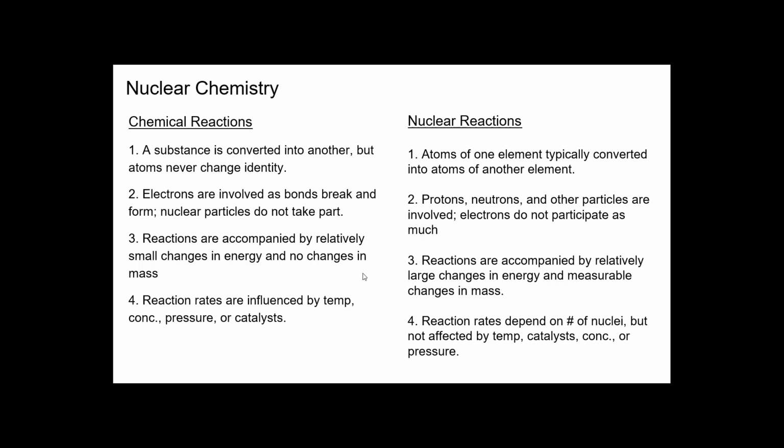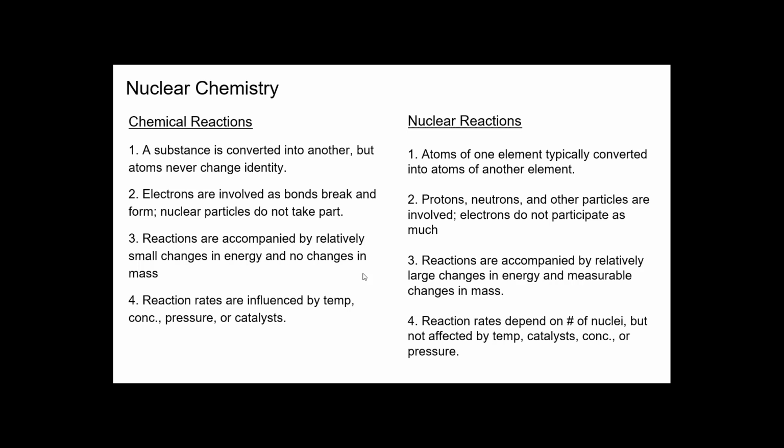Now, nuclear reactions are completely different. Atoms of one element are typically converted into atoms of another element. You're going to start out with one element and end up with a completely different element. That means even the atomic number is going to change. So what you start out with, the starting materials, the product is now an entirely different atom. Protons and neutrons and other particles are involved. We will be dealing with electrons, but not as much. This involves protons and neutrons more than electrons.